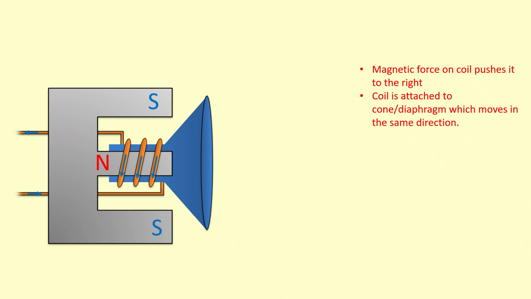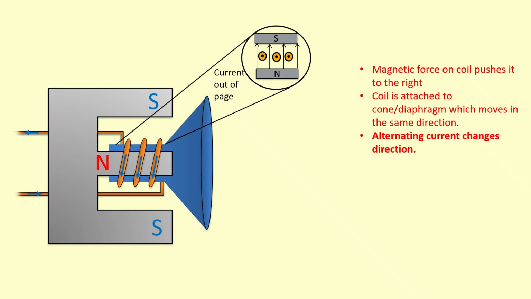Then the current is going to change direction. Okay, so because it's an alternating current, right? So it's changing direction. Now, if we zoom in again to the top section, this time the current's out of the page, coming away from the back and coming towards us. So apply Fleming's left-hand rule, the force is actually towards the left.